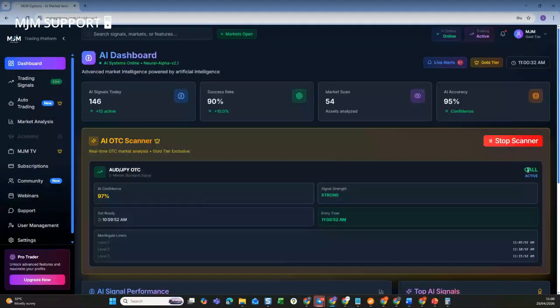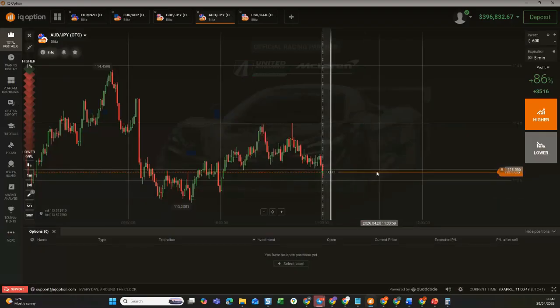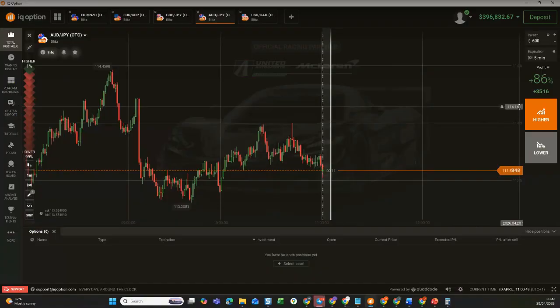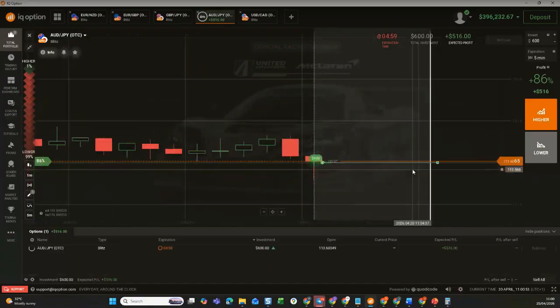And what is my entry time? My entry time is 11 o'clock 52 seconds. So we have about 10 seconds to go before we buy AUDJPY. We're buying at 52. So 48, 49, 50, 51. So buy now, guys. Buy AUDJPY now.